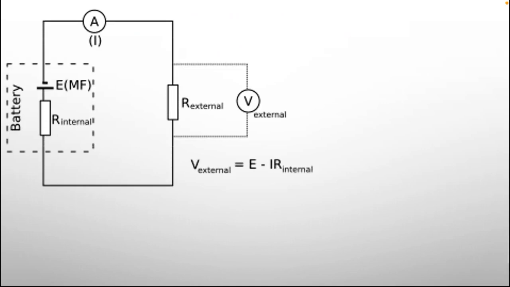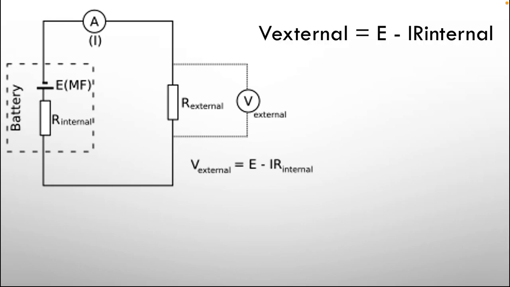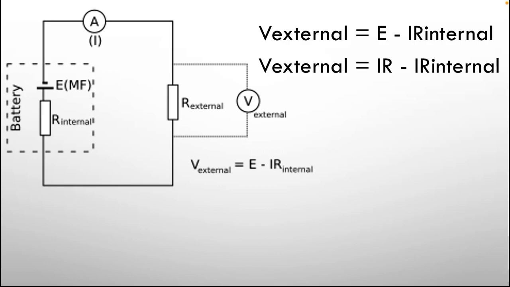Here you can see the circuit of the internal battery system, which consists of EMF and internal resistance, an ammeter, and an external resistance, which is in parallel with the voltmeter. At the end there is an equation, V external equals E minus I R internal. This is the equation we are going to take. Next, instead of E, we are putting the value of EMF.